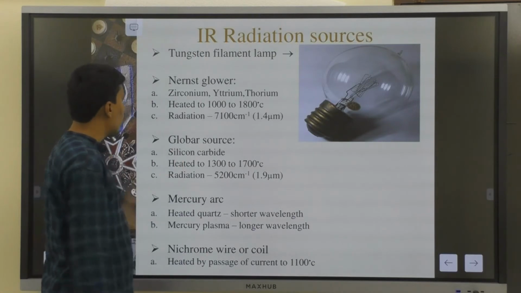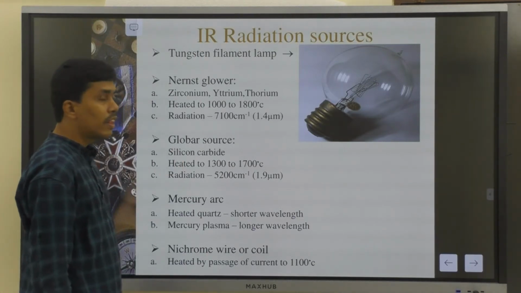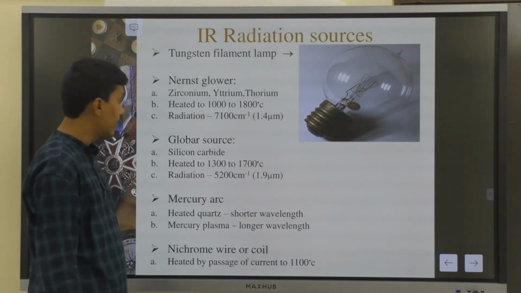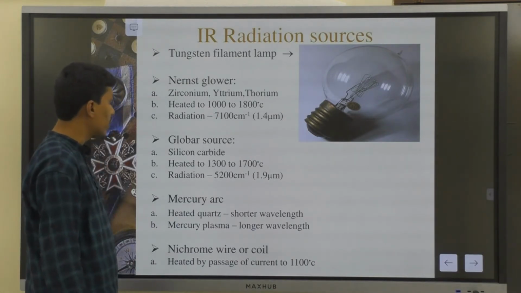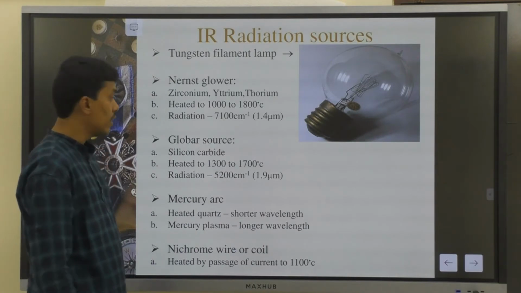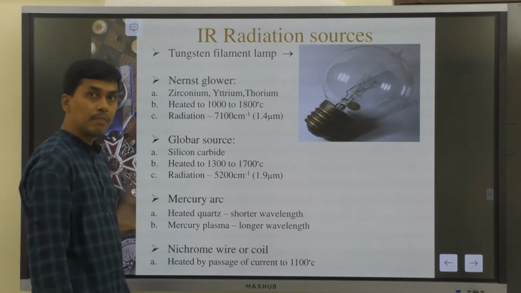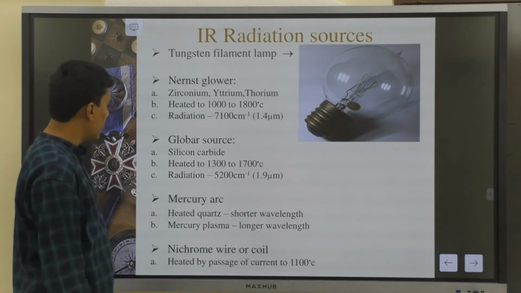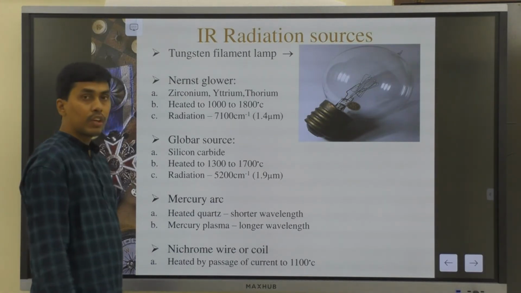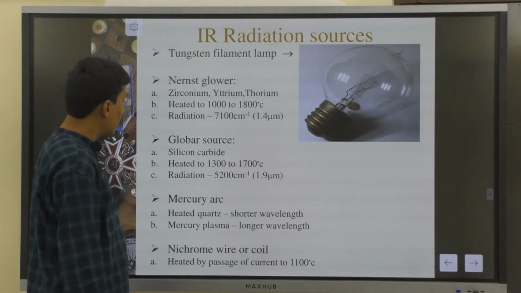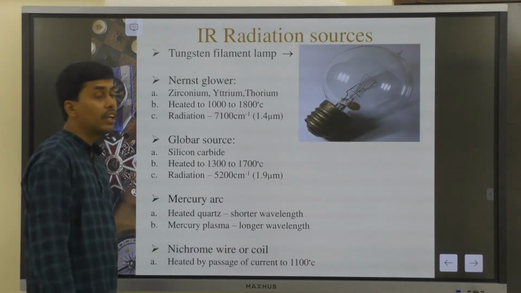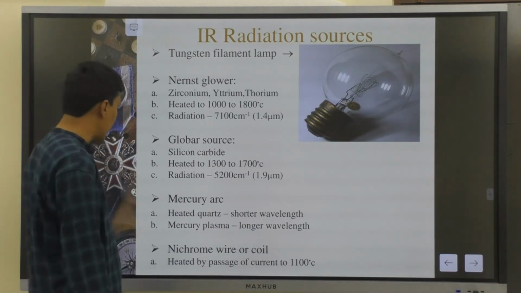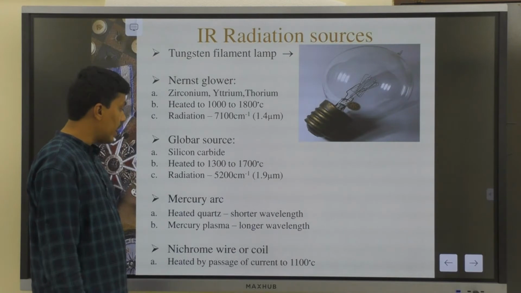Another source is the globar source. It is a silicon carbide rod heated up to 1300 to 1700 degrees centigrade and the radiation reaches 5200 centimeter inverse, that is up to 1.9 micrometers. Next one is the mercury arc. In the mercury arc, we can get two types of wavelengths. If you want shorter wavelength, we can use heated quartz, and if you want longer wavelength, we can use mercury plasma. And another one is nichrome wire or coil.